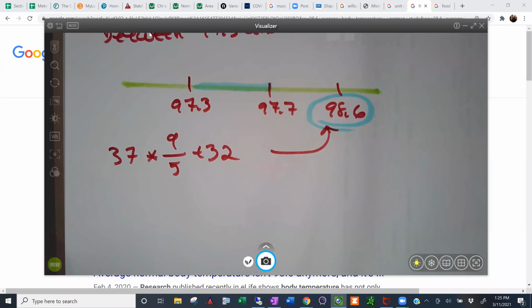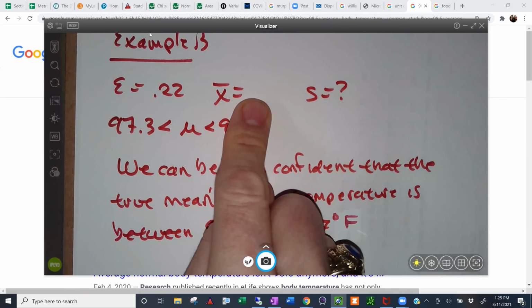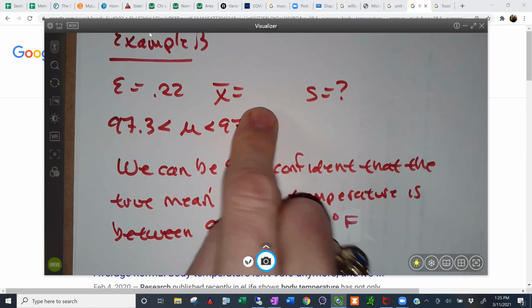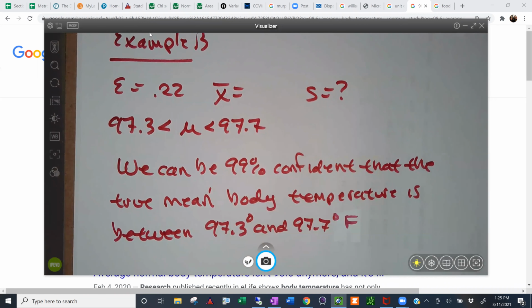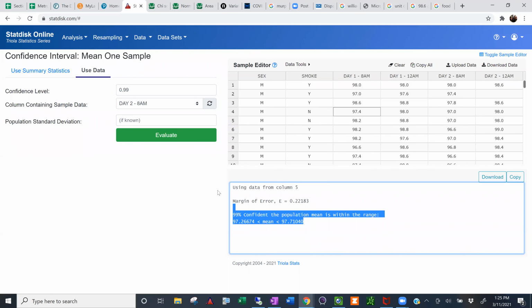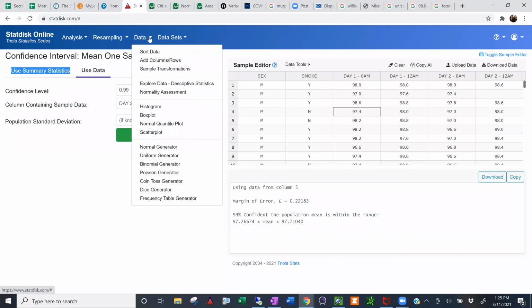I mentioned just a moment ago that we're going to leave this blank for the minute. And I'm going to show you how to get those values, because weirdly enough, they weren't included in the output here, right? I mean, we got what E is, we've got what the confidence interval is, but they don't tell us what S is, they don't tell us what the mean is, nothing. So go back to statdisk, click data, and then go down to explore data / descriptive statistics.